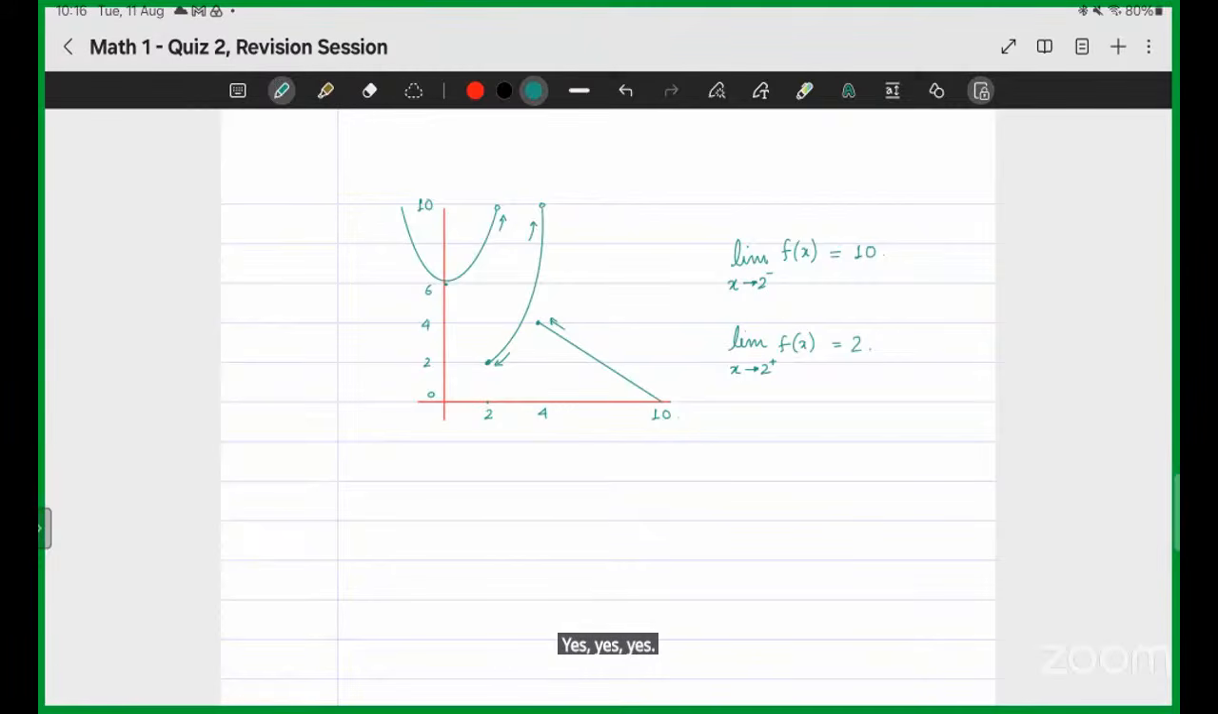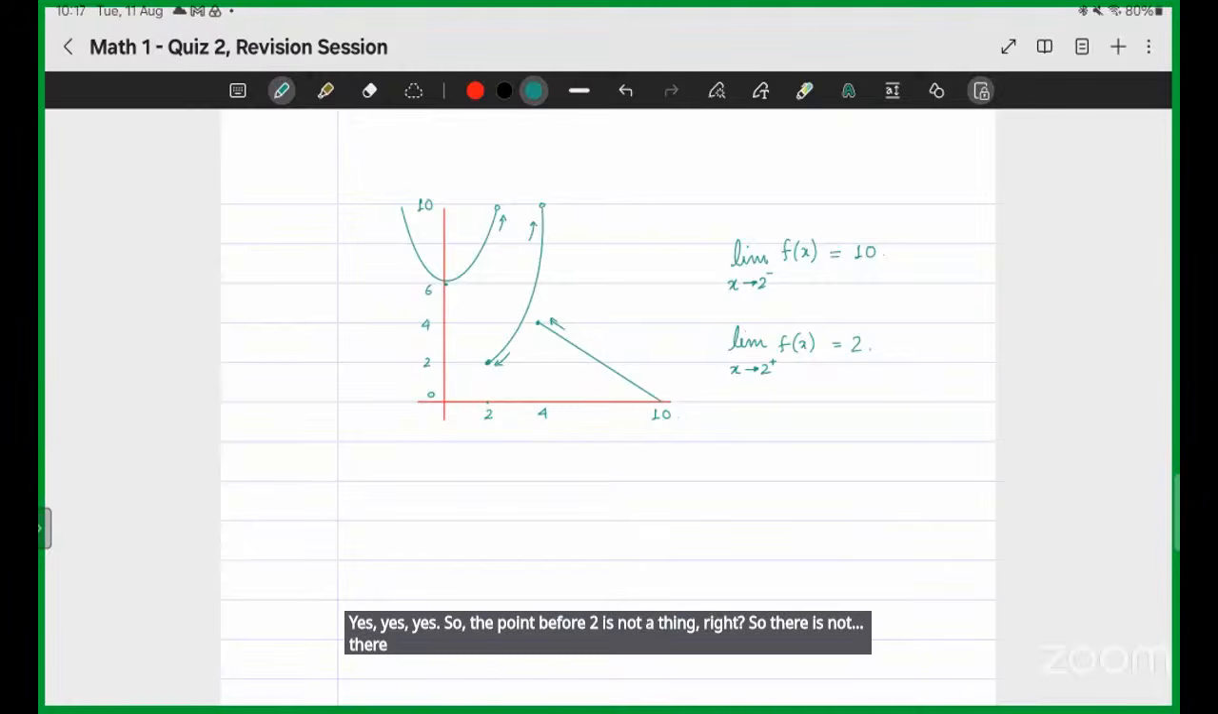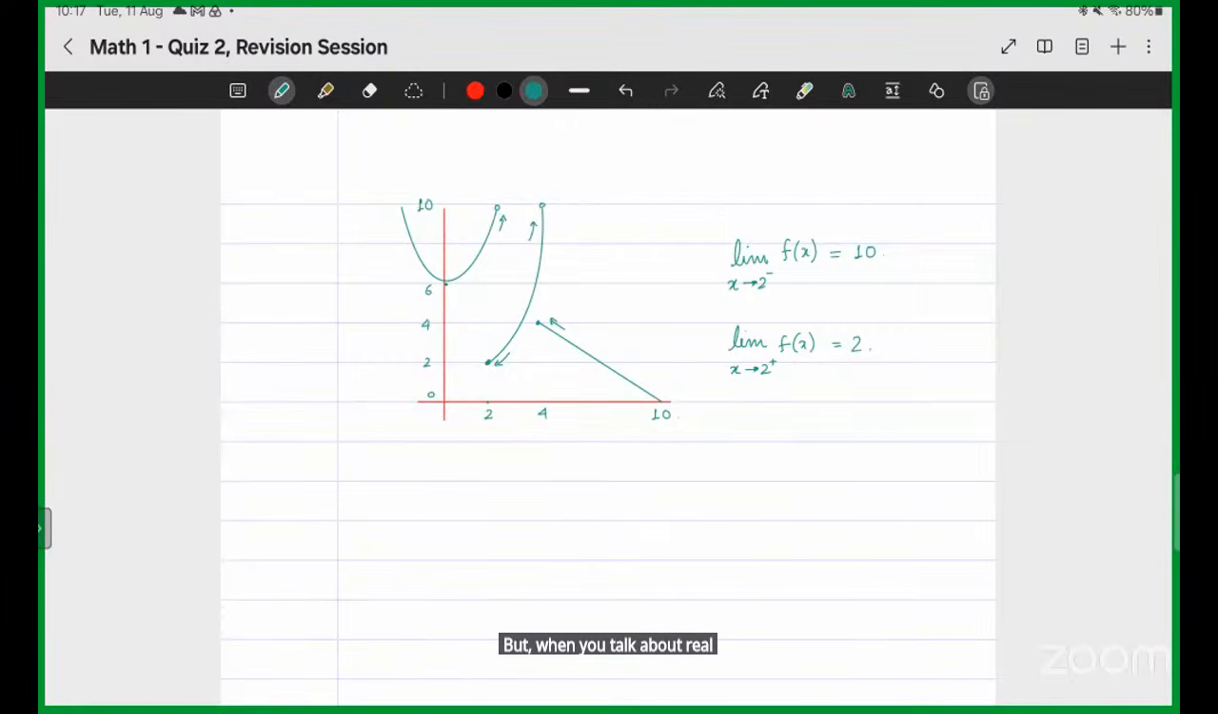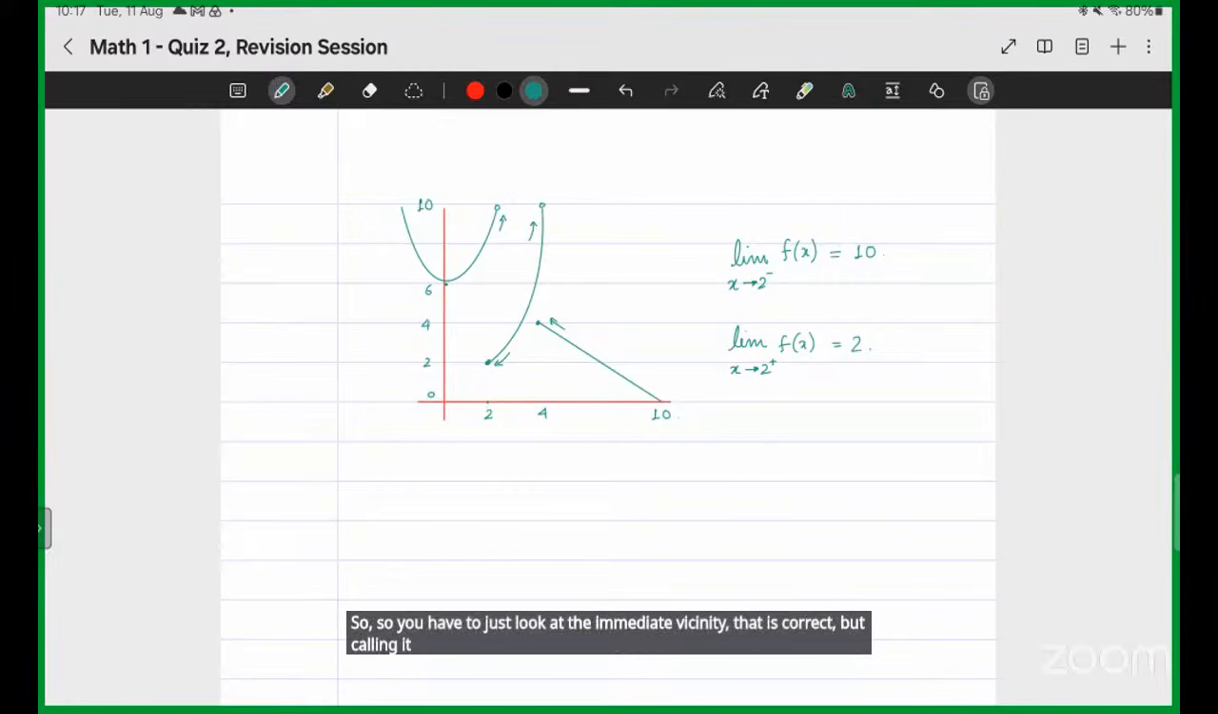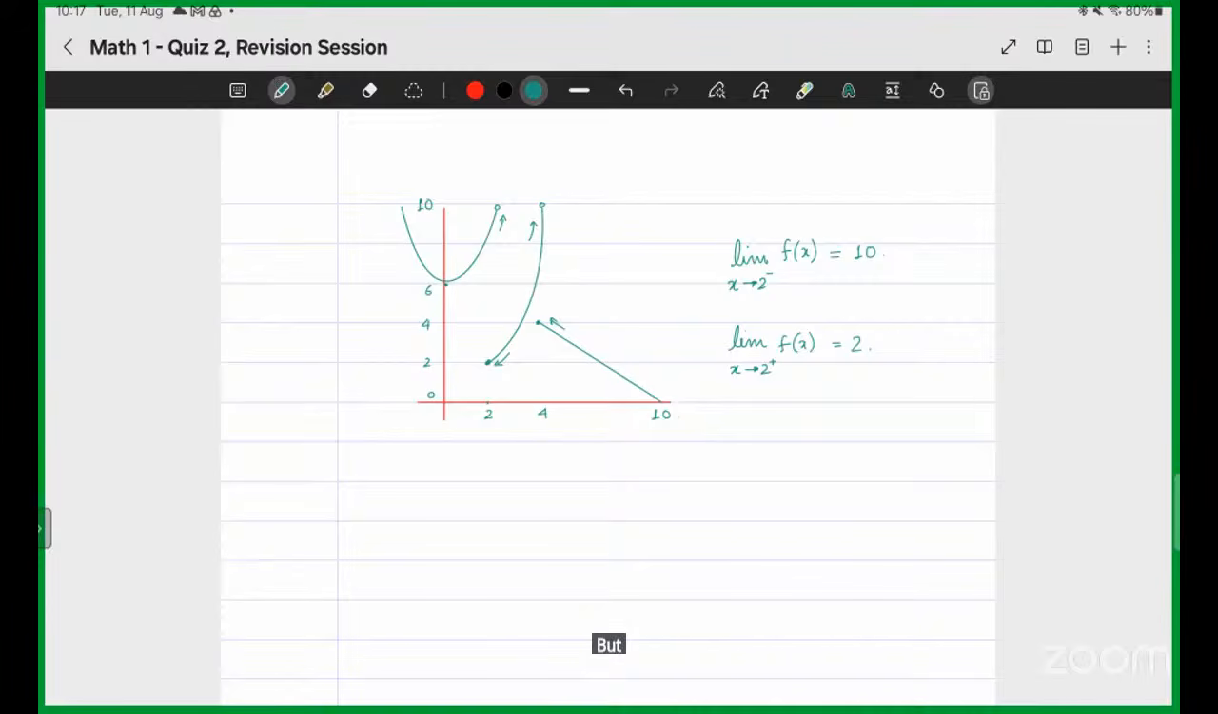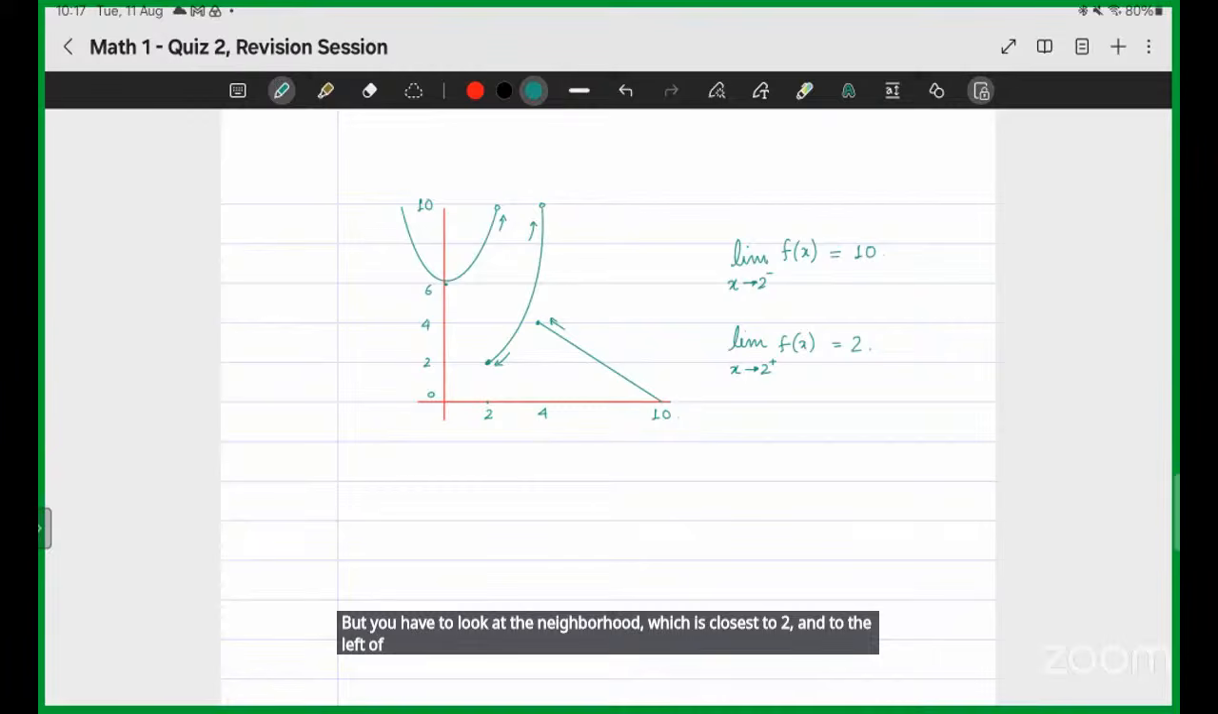So the point before 2 is not a thing, right? There is no immediate predecessor to 2. If you talk about integers, what is before 2 is 1. But when you talk about real numbers, it is dense. It is densely close. So you have to just look at the immediate vicinity. That is correct. But calling it just the point before is not the best way to state it. You have to look at the neighborhood which is closest to 2 and to the left of 2. Okay, sir. Thank you, sir.